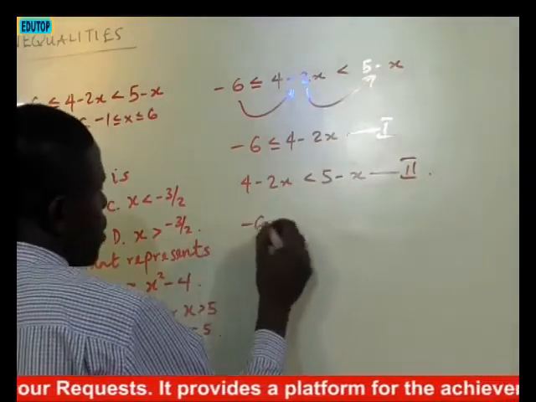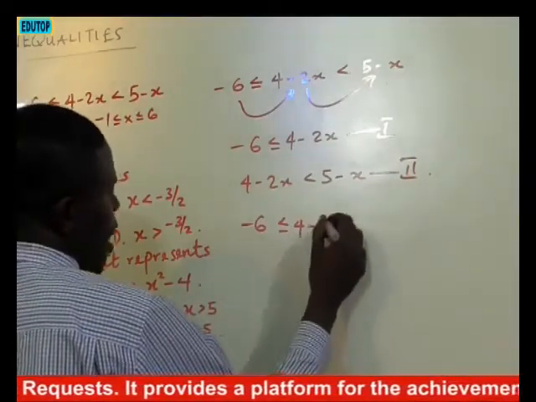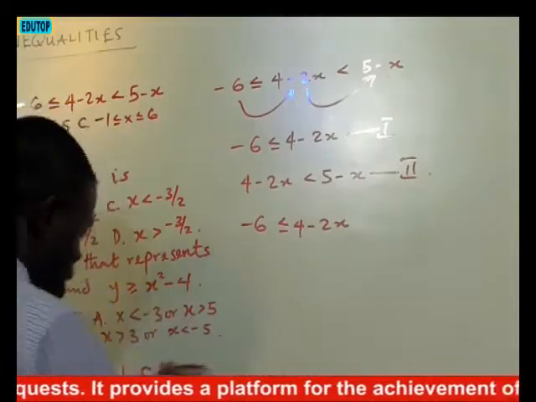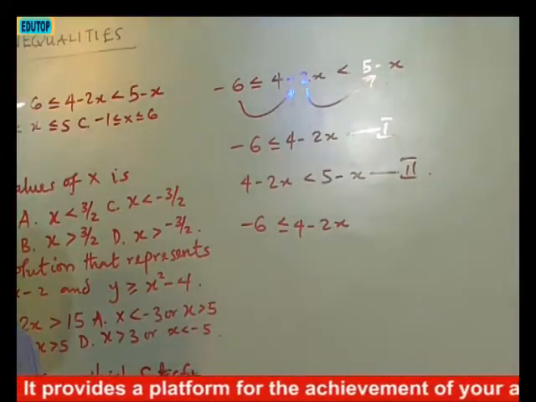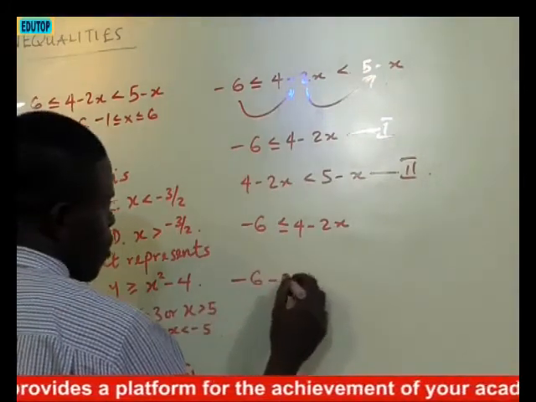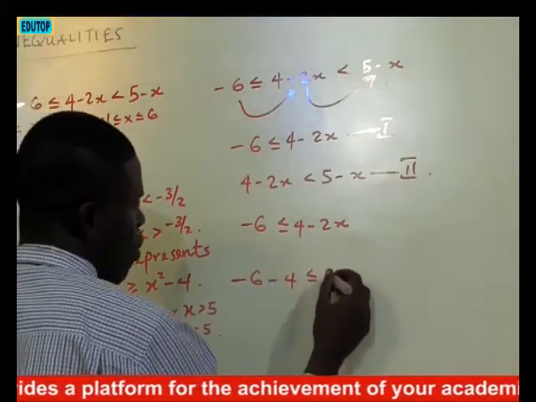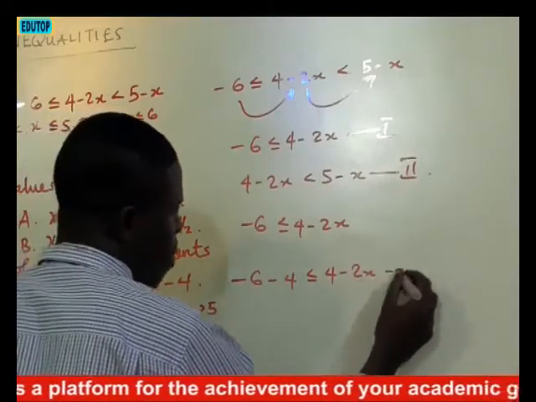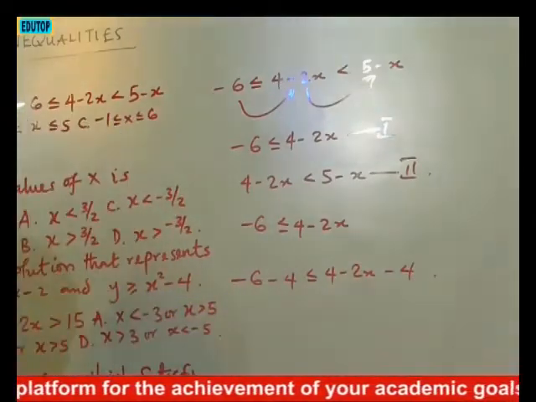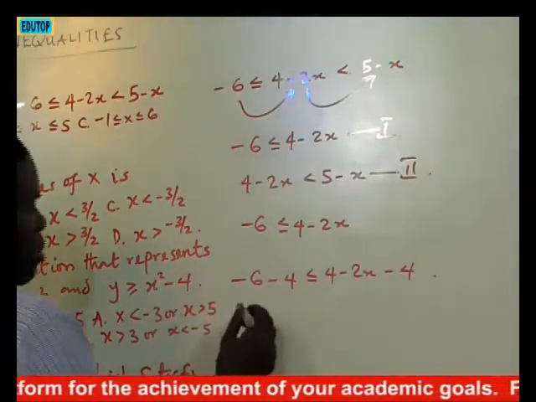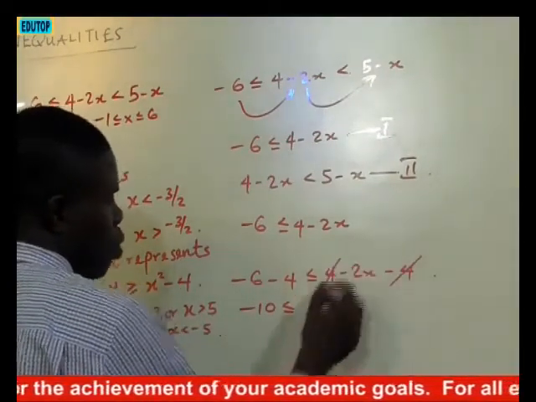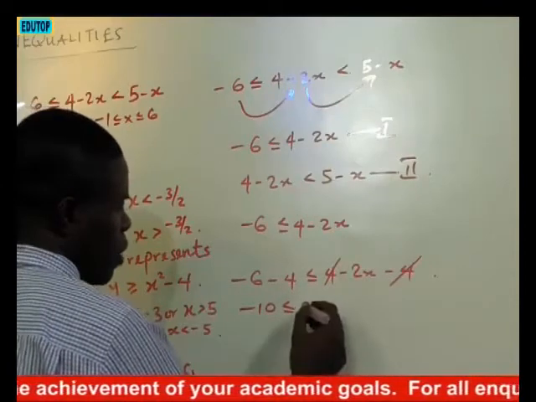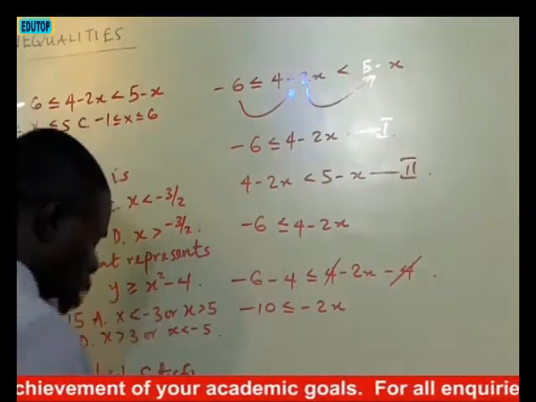So minus 6 less than or equals to 4 minus 2x. What do I need to do here? I can decide to subtract 4 from both sides. Minus 6 minus 4 less than or equals to 4 minus 2x minus 4. Then this one becomes minus 10 less than or equals to. So plus 4 minus 4 cancels, leaving minus 2x. So what do I do next?